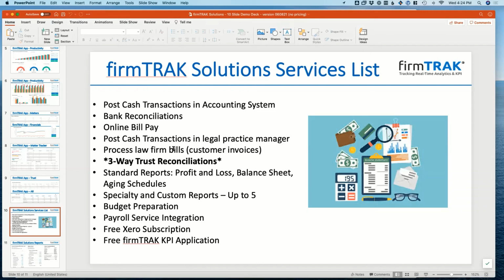We can assist in working with your accounts receivables. We can work with your bills and invoices if you would like help moving things to clients. And we also provide integrated reporting, both coming out of your accounting system, combined with the information coming out of your CRM, which we then show on our firmTRAK dashboard.